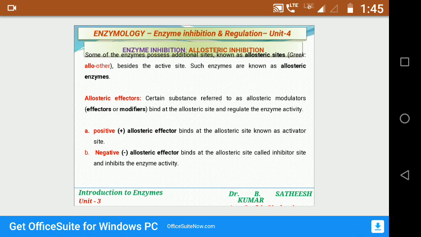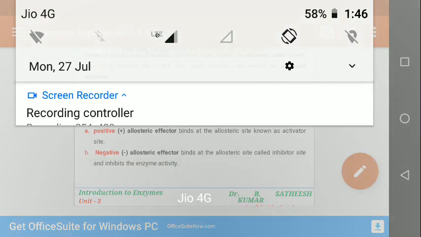So far we have discussed the inhibition of enzymes. There are three different inhibitions: competitive, reversible, irreversible, and allosteric inhibition. So far we have discussed reversible and irreversible, and now we are going to discuss the allosteric inhibition mechanism.